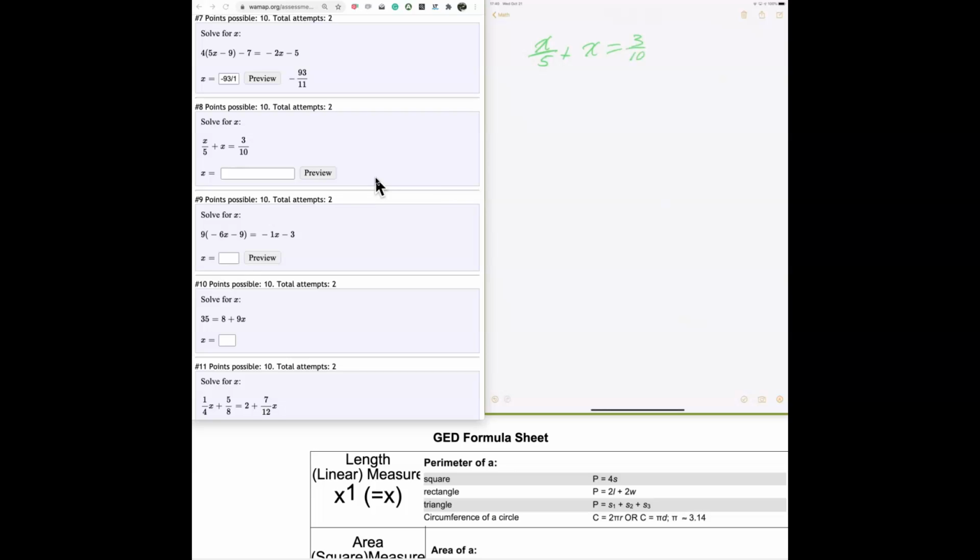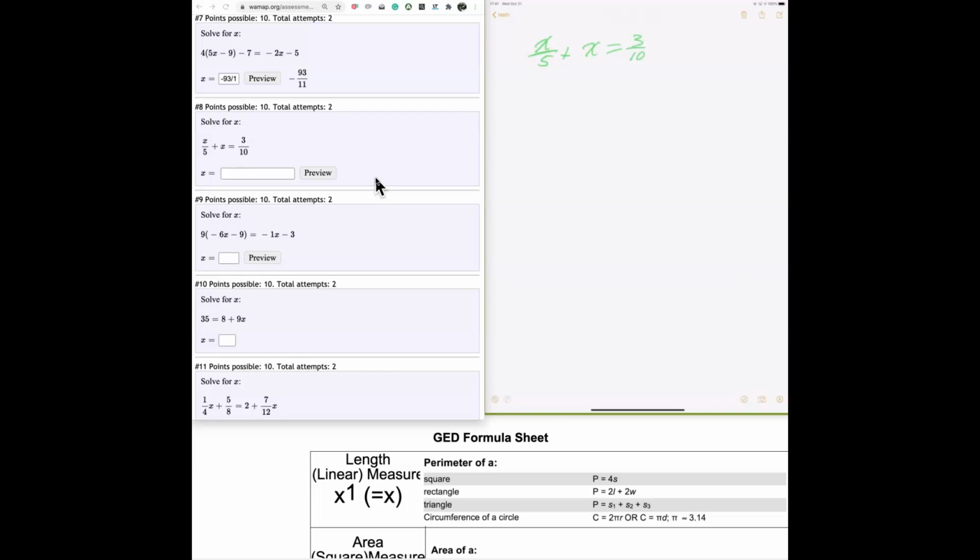So we always want to combine like terms and put all the x's on one side and all the constants on the other side. So let's see how that works here. All right, x over 5 plus x.